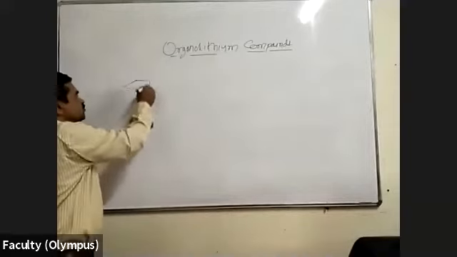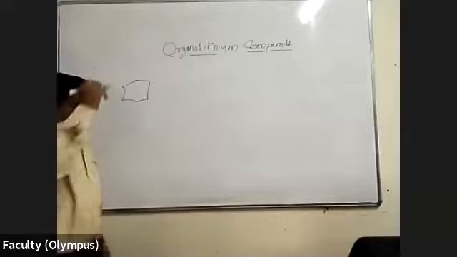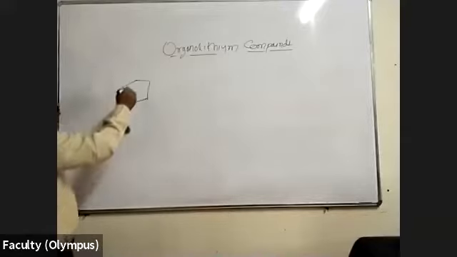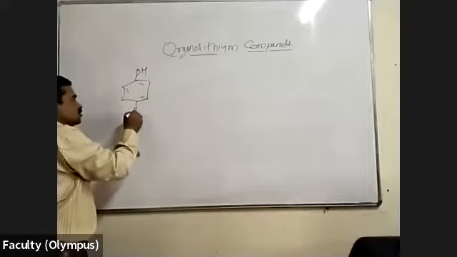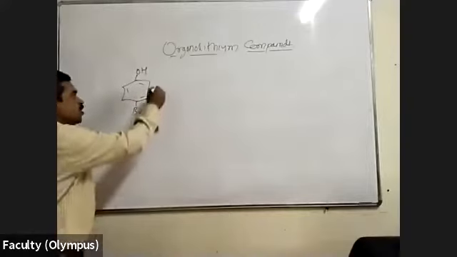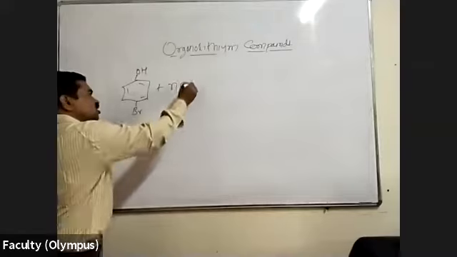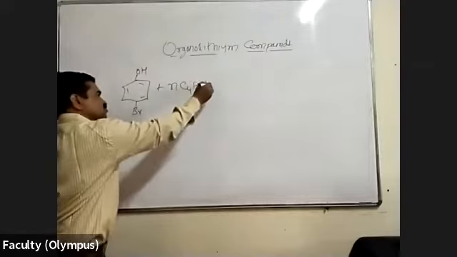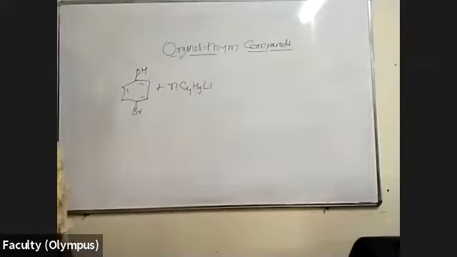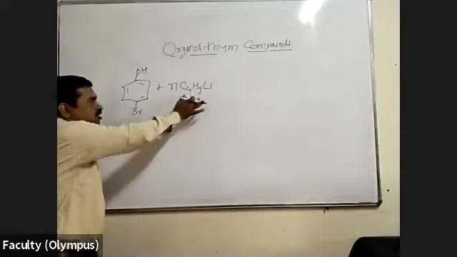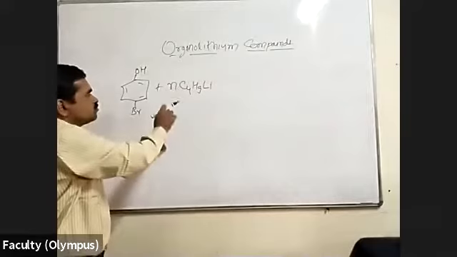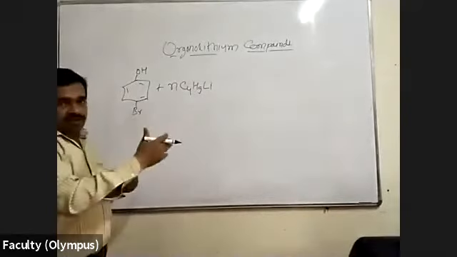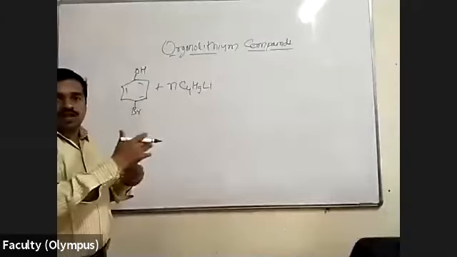For example, if we take this benzene ring, para-bromophenol, plus n-butyl lithium. It is also an organolithium compound. So the reaction name is given as metal halogen exchange.